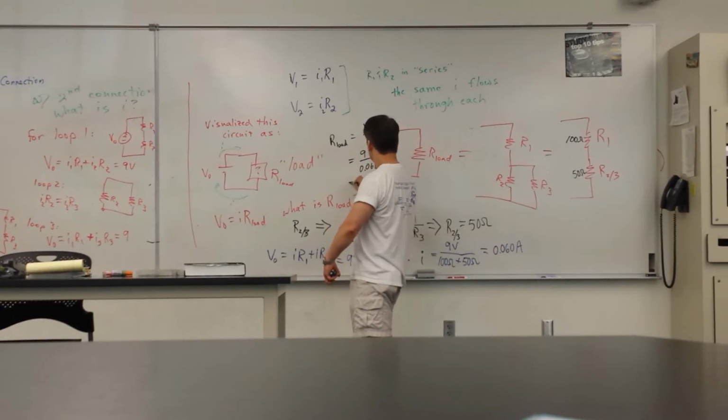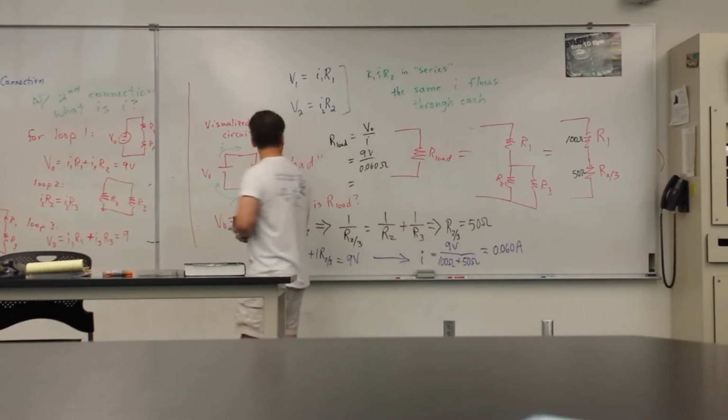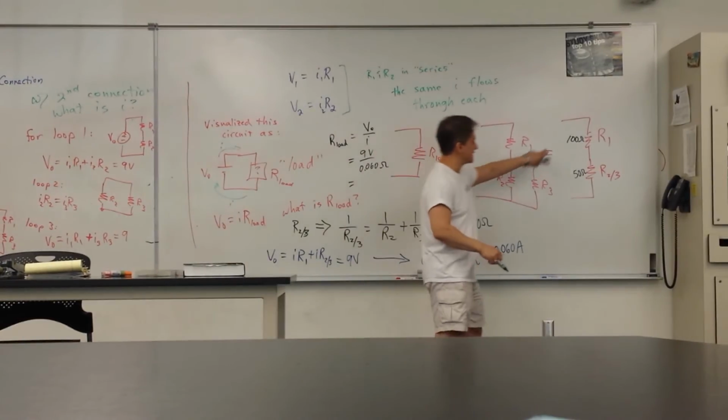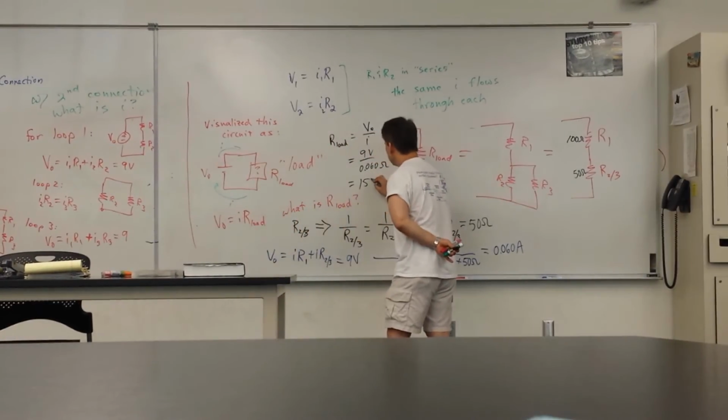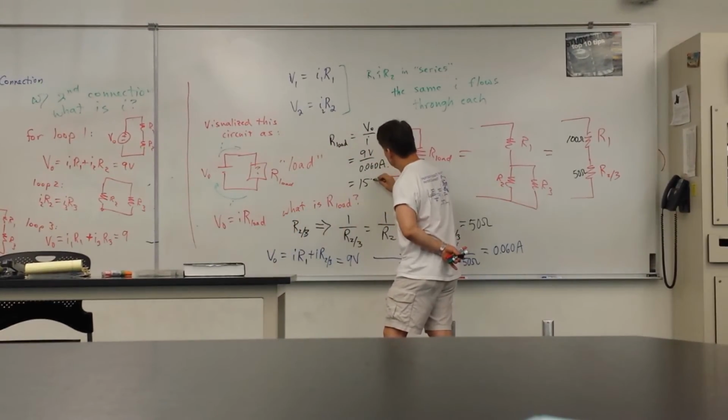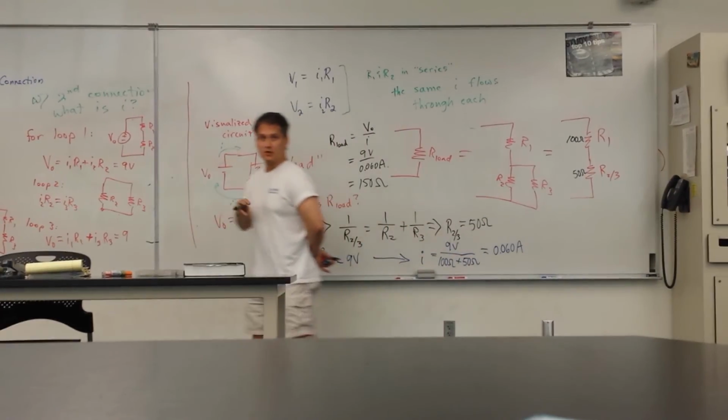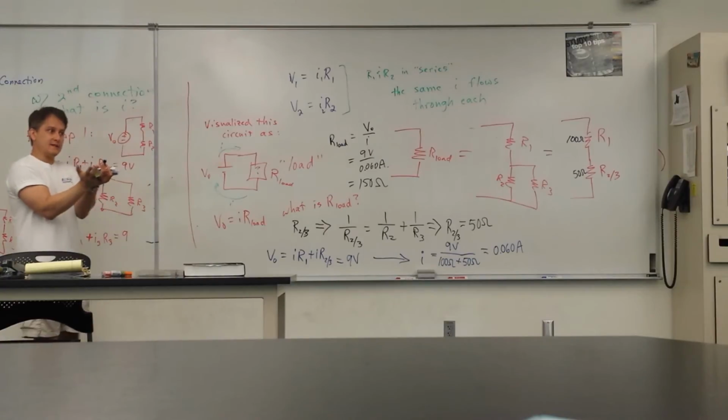0.06 amperes. And that number, well, you could calculate over here. I guess I should have just done that. That's 150 ohms. Volts per ampere is ohms. So there's three or four different ways that are equivalent ways of looking at this.